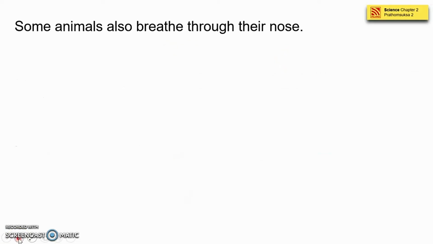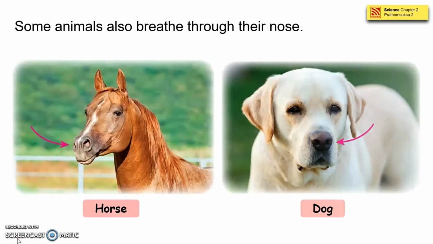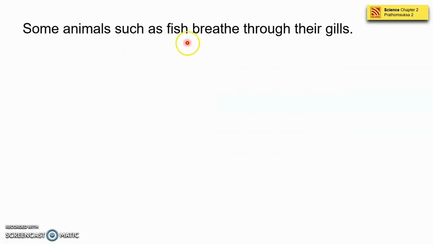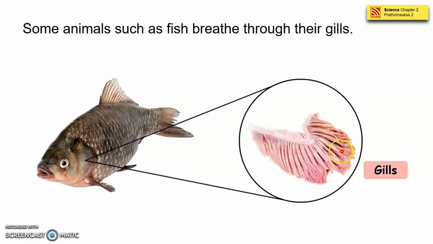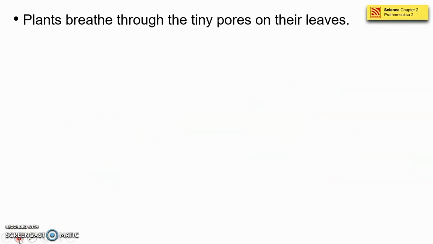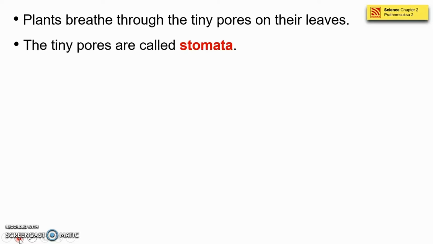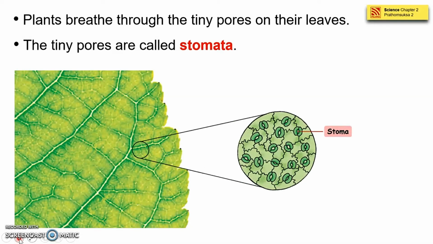Some animals breathe through their nose, like a dog or a horse. And some animals such as fish breathe through their gills, like this. Oh, this is the gills, by the way. You can use gills to breathe underwater. Plants breathe through the tiny pores on their leaves, and the tiny pores are also called the stomata.